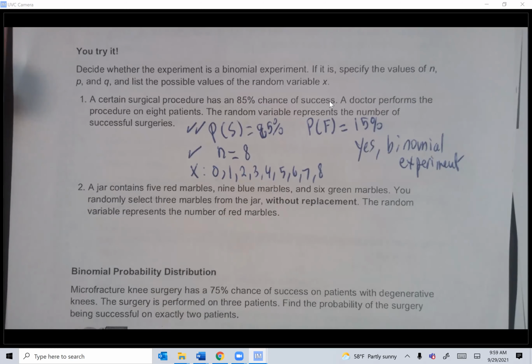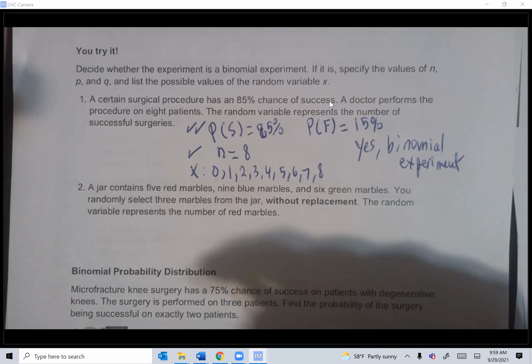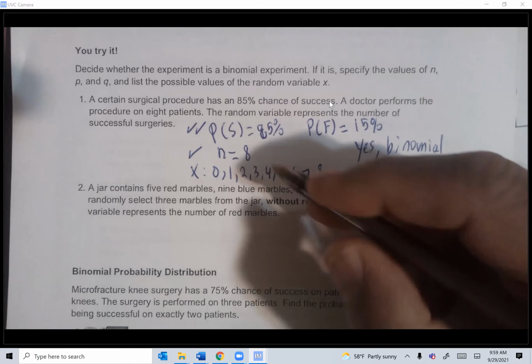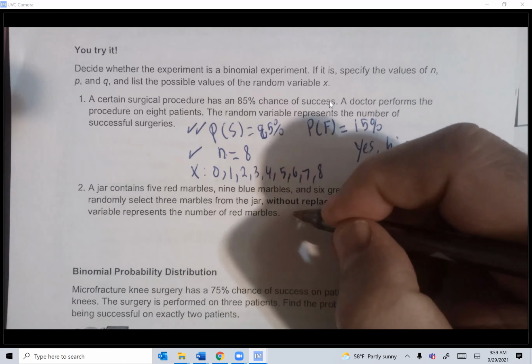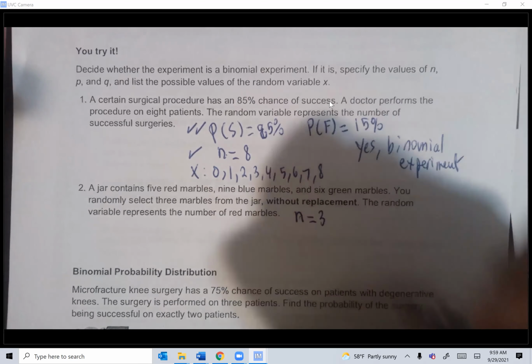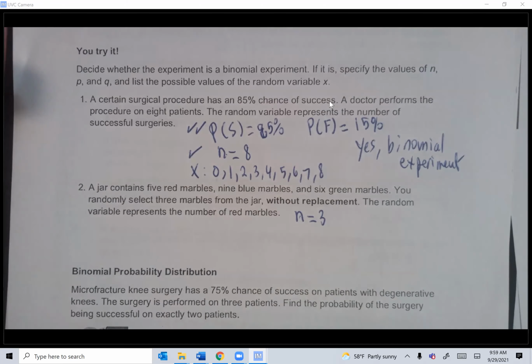Number 2, a jar contains 5 red marbles, 9 blue marbles, and 6 green marbles. You randomly select 3 marbles. So n equals 3. We're doing the trial, n is the number of trials. So n is 3. Without replacement, the random variable represents the number of red marbles. So if you get a red marble, you have a success.